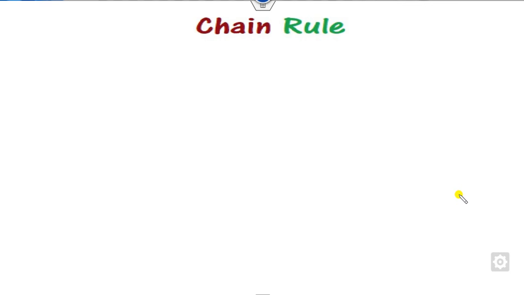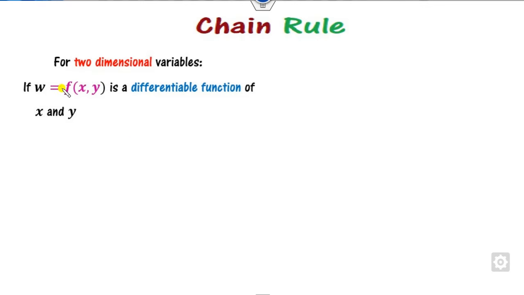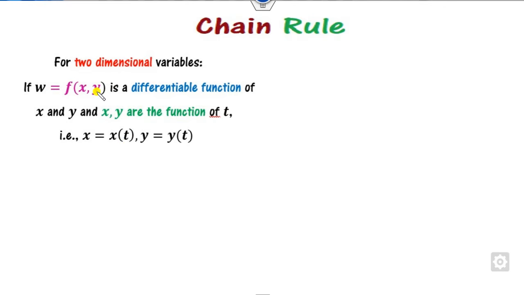What is the chain rule? All of you know how to find the derivative of a function, say f dash or df by dx, when x is dependent on more than one variable. For example, considering two variables, if w is a function of x and y, and x and y are again functions of t, then how can you find the derivative of w with respect to t? That is called the chain rule.